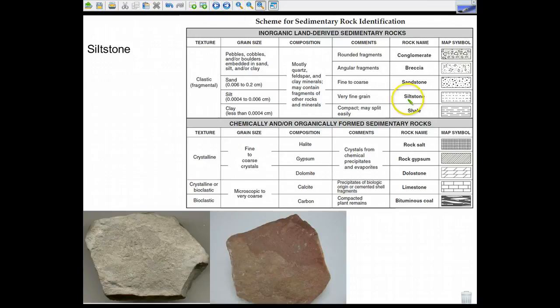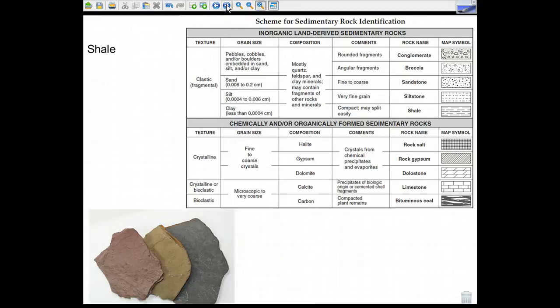Siltstone, which is nice because it's fragments of silt cemented together. They're very, very fine grained. That would be siltstone. And going on the list, you would think clay would be claystone, but nope, of course not. They have to be a little bit complicated and give you shale.